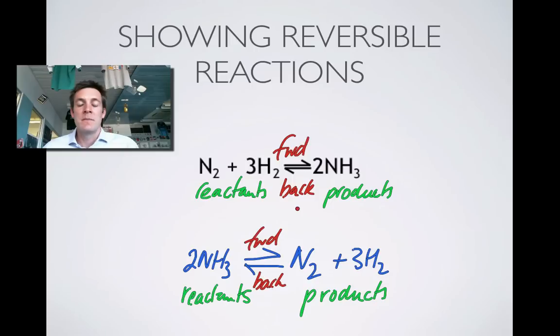So forward will always go right, back will always go left, reactants will always be on the left, products will always be on the right, but which process is which, and whether reactants are these things or those things, depends on which way you write the reversible system down.